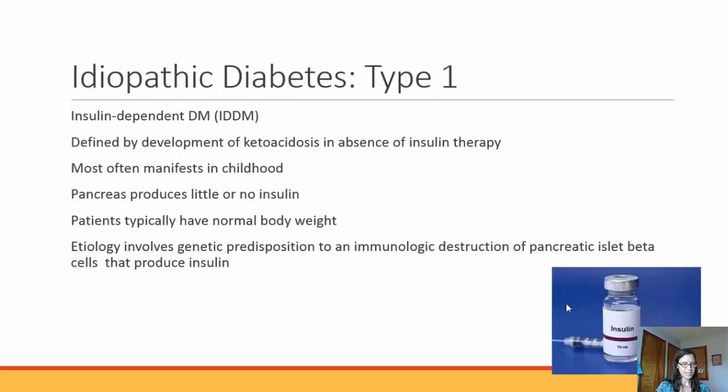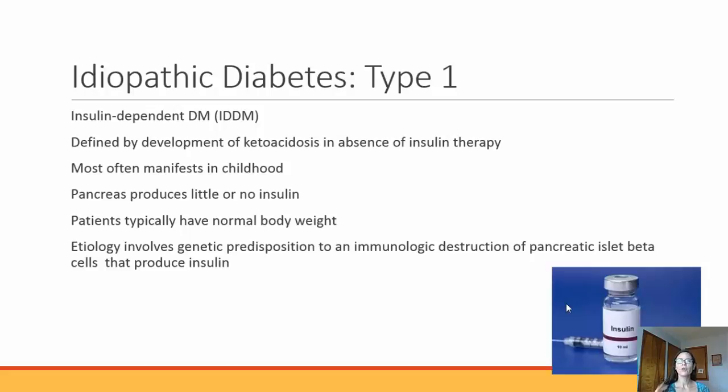Okay, so our first type of diabetes is idiopathic type 1. We used to call this insulin-dependent diabetes because the person doesn't produce insulin, although, of course, type 2 diabetics can also be dependent on insulin if they have a severe case. This is defined by development of ketoacidosis in the absence of insulin therapy because the person doesn't have any insulin at all.